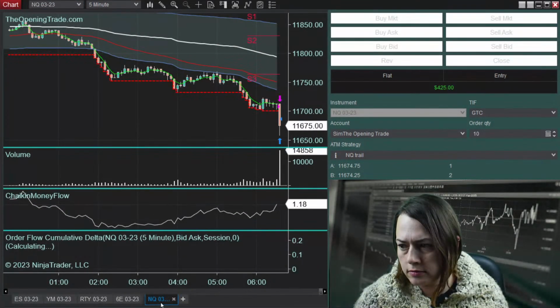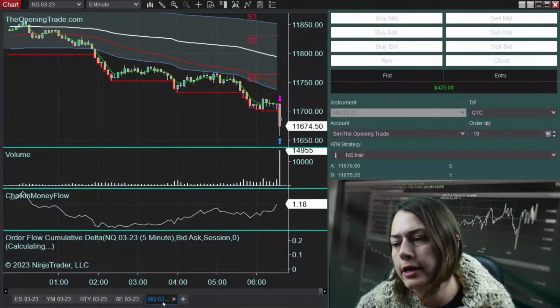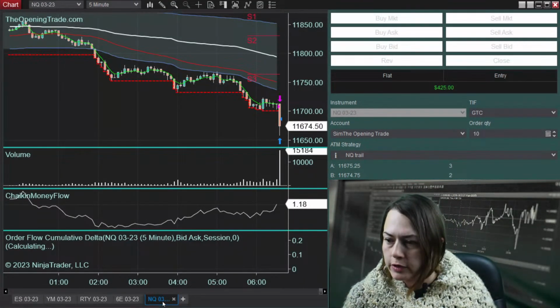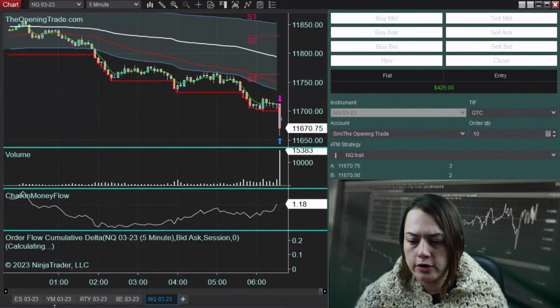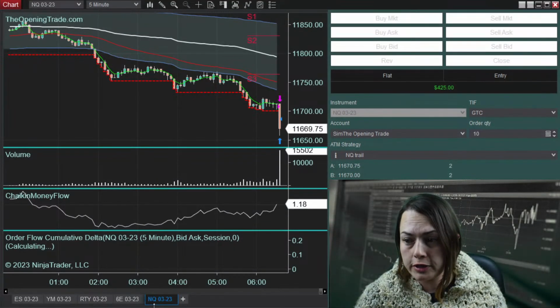Is that correct? That is correct. Alright, so this was the trade we were in. Okay. So we won this automated trade, which is great.